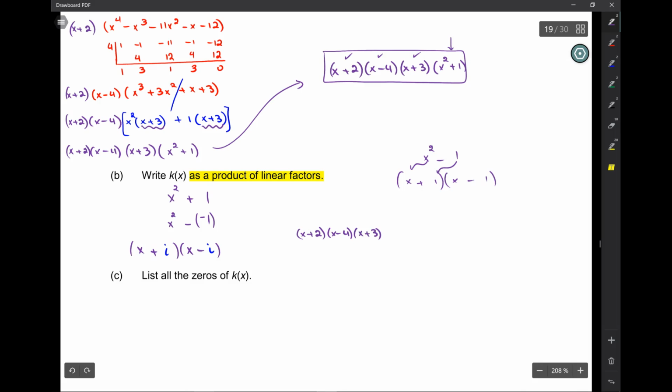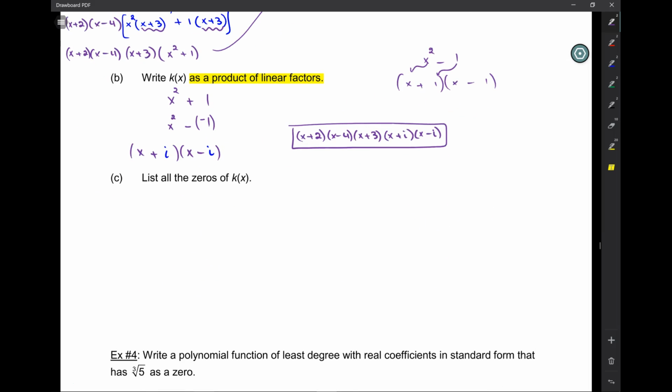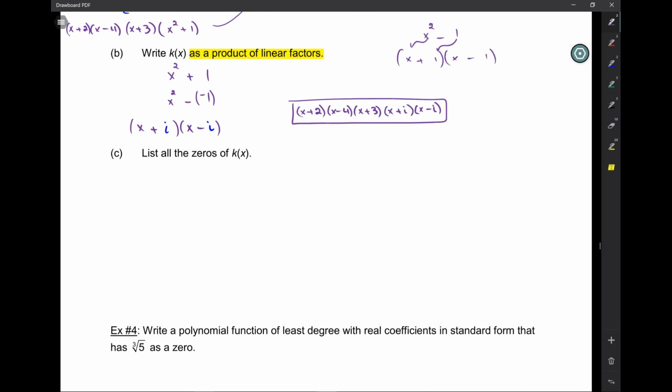So now I can rewrite this as a product of linear factors. Isn't that cool? Is this good? Yes. Is it going to screw me over during the test? Yes. And now it says, okay, now that you factor this thing, list all the zeros of k. Okay, x equals negative 2, positive 4, negative 3, plus or minus i. Yeah. Of course.